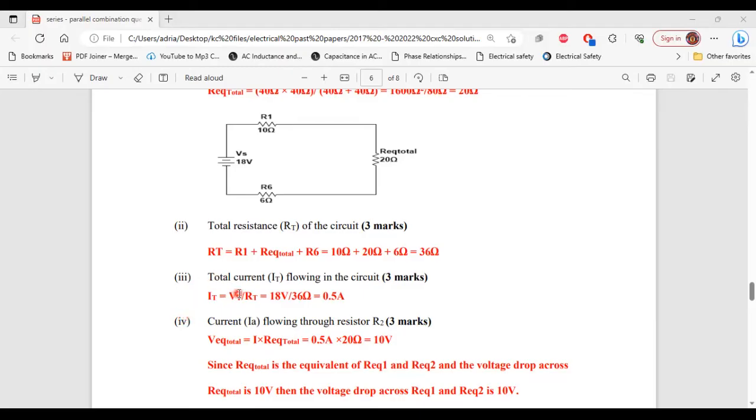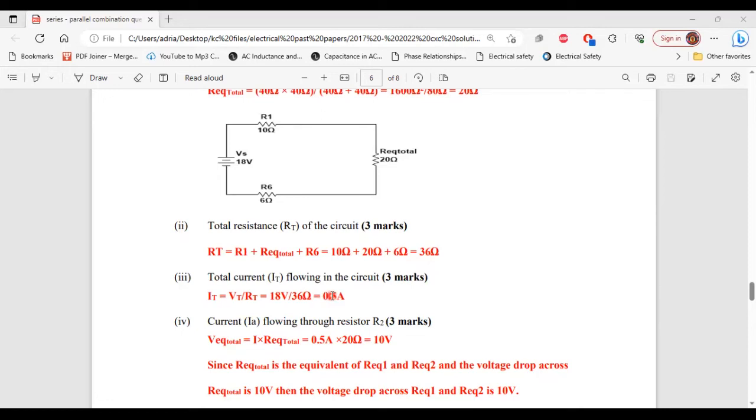It says to calculate the total current flowing in the circuit. All right, so IT is equal to VT divided by RT. So we know what the total voltage is that is given. So VT is 18 volts. And we calculated RT previously, which is 36 ohm. So 18 volt divided by 36 ohm will give us 0.5 ampere.